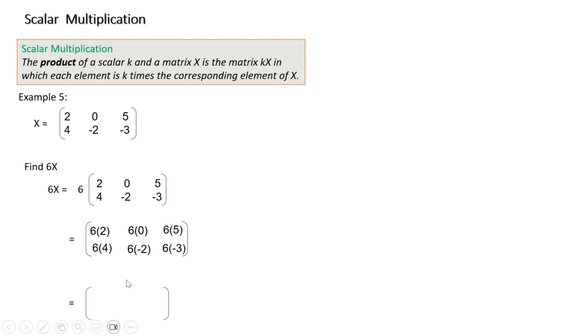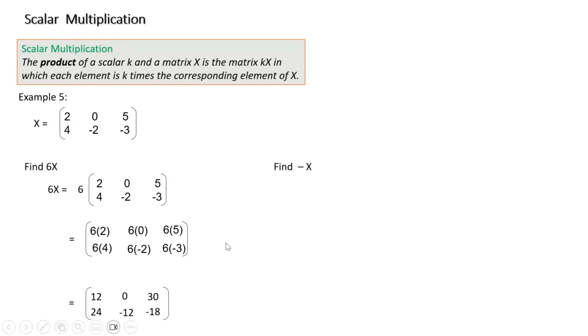And then here's my result. 6 times 2 is 12, 6 times 0 is 0, 6 times 5 is 30, 6 times 4 is 24, 6 times negative 2 is negative 12, and 6 times negative 3 will give us negative 18. So that's the result of multiplying 6 times matrix X.